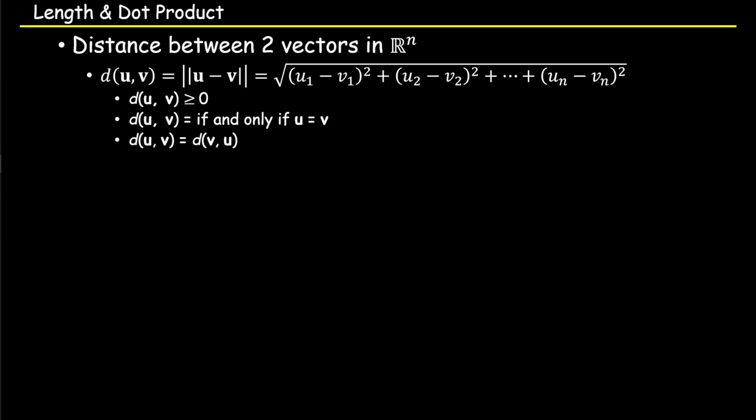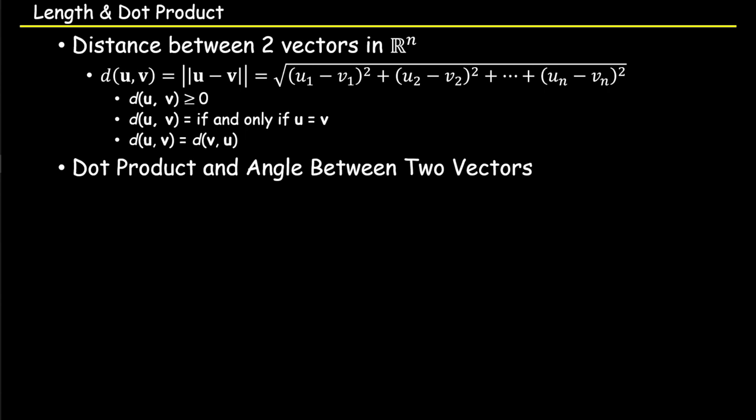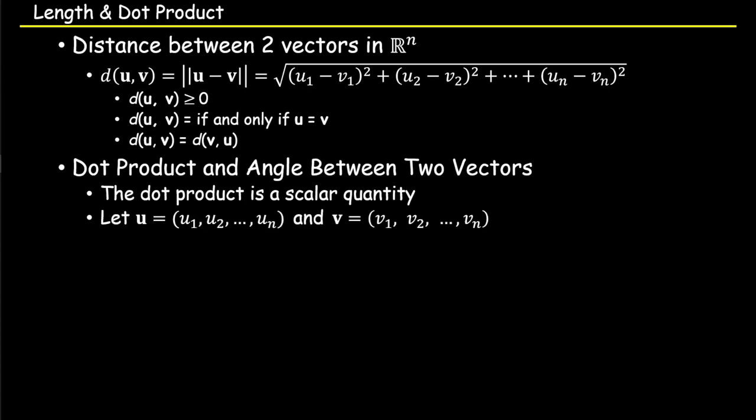Now we're going to talk about the dot product and the angle between two vectors. The one thing to know about a dot product is that it is a scalar quantity. It takes in vectors as input, and what comes out is a scalar quantity, just a regular number. It has no direction, so it is a scalar. So how do we find a dot product? Again, we have to define our two vectors. We'll let vector u be u1, u2, all the way to un, and vector v be v1, v2, all the way to vn.